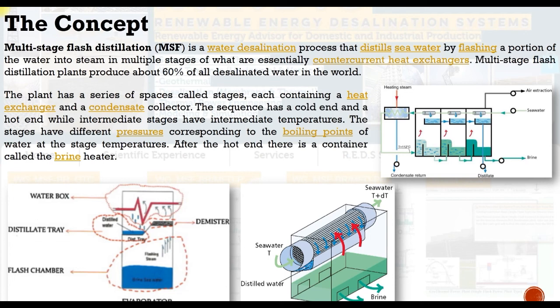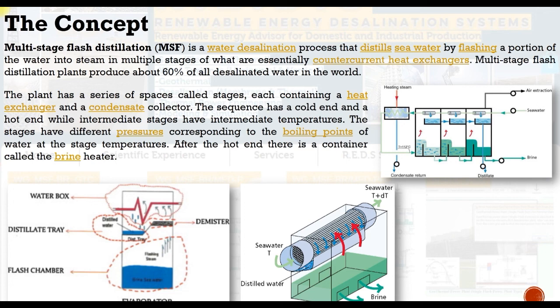The plant has a series of spaces called stages. Each is a water box with a demister tray, flashing chamber, evaporator, and demister. The sequence of such stages, from the cold beginning to the hot ending, allows the water production industry to produce a large amount with a simple technique, compared against MED, membrane distillation, or mechanical vapor compression.